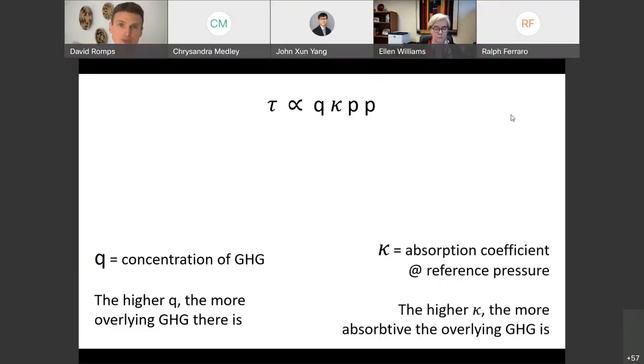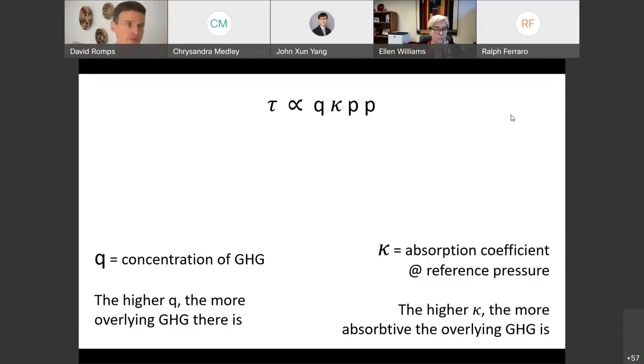Kappa is this absorption coefficient, which I mean to be at a reference pressure and temperature here. And again, this tells us what the effective radius of these black spheres are in this analogy. It tells us how well the CO2 molecules are coupling to the radiation. So if kappa were 0, then the black spheres have 0 radius. The CO2 molecules aren't interacting with long-wave radiation at all, and so my tau is 0. The higher kappa is, the more absorptive the overlying air is, so the higher my tau where I am.